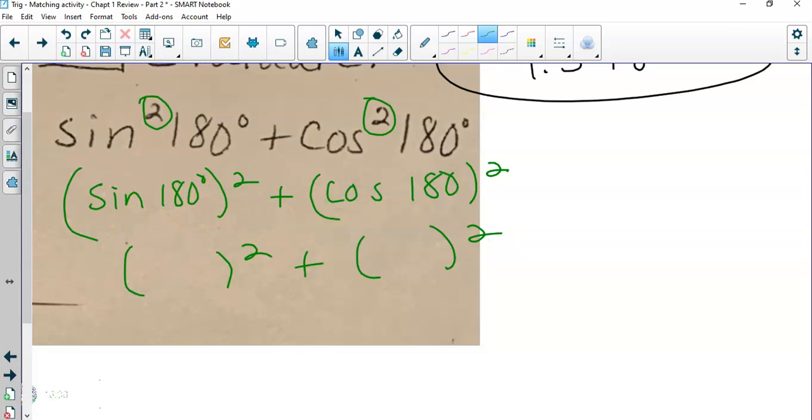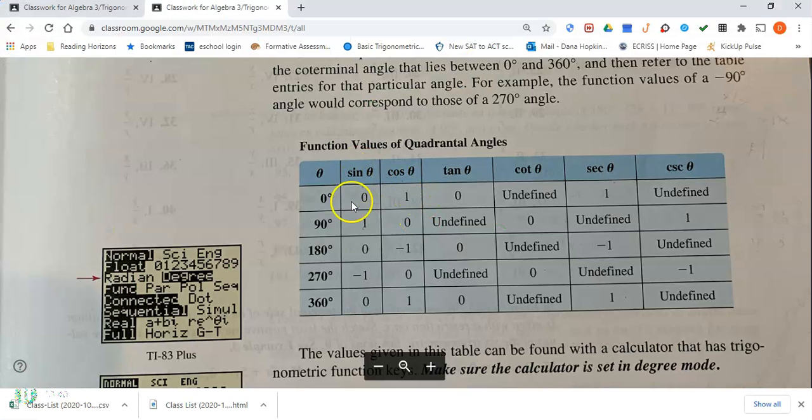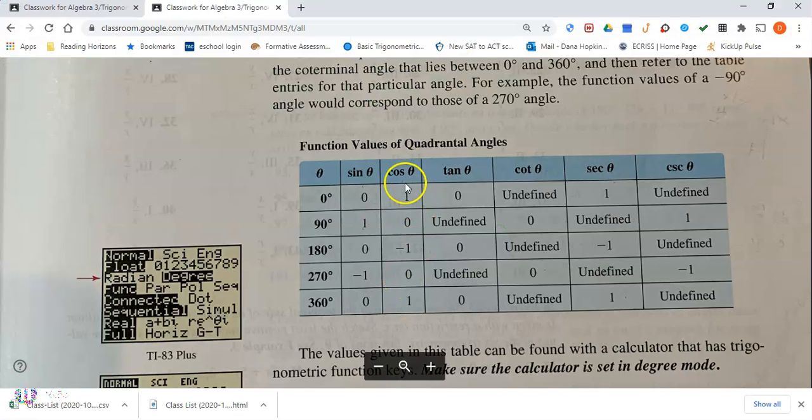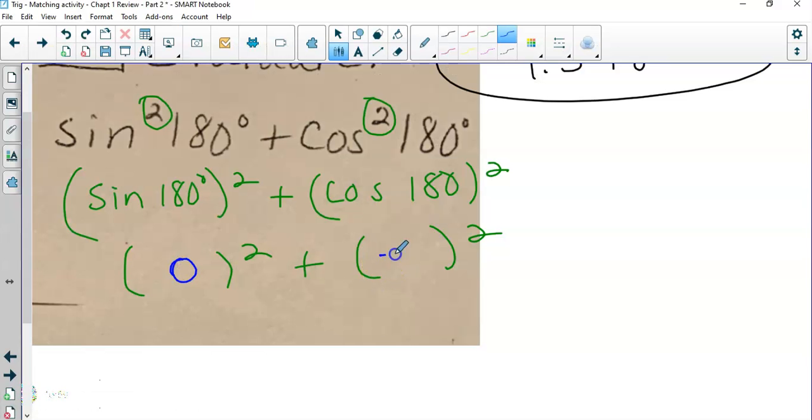Let's start with the sine at 180. So here's sine, here's 180. Those two things meet here at 0. So the sine of 180 is 0. Next, I'm going to look up the cosine at 180. Here's cosine, here's 180. And the value is, as you can see, negative 1.